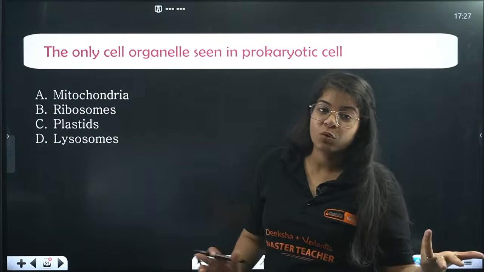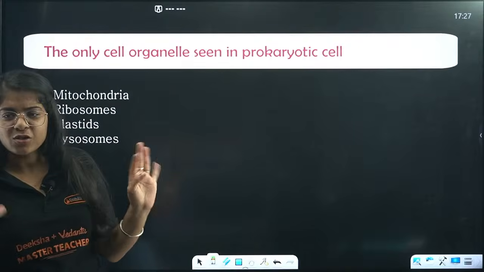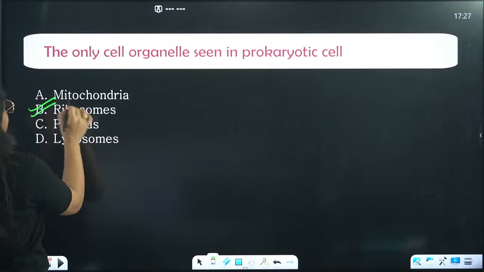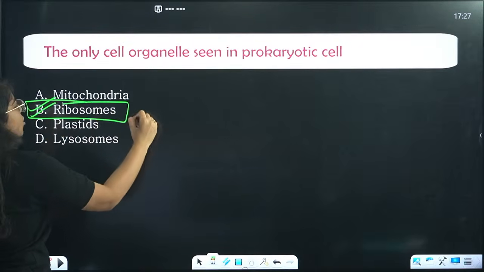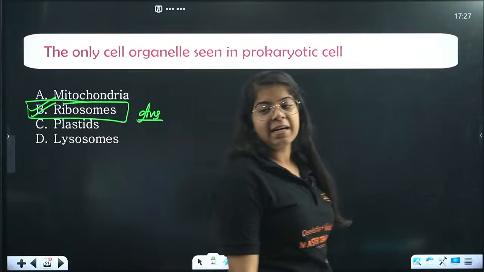Right? And they don't have mitochondria as well. They don't have plastids. They don't have lysosomes. They just have ribosomes. Yes, great. Every one of you is correct. So ribosomes is the correct answer.